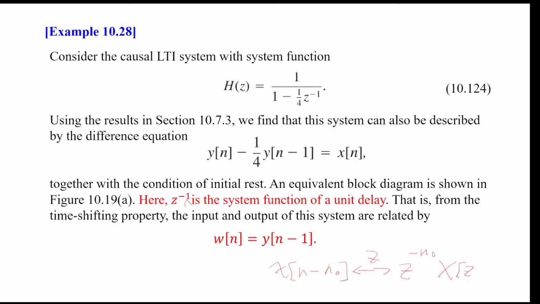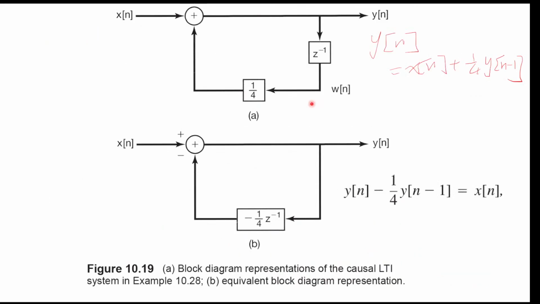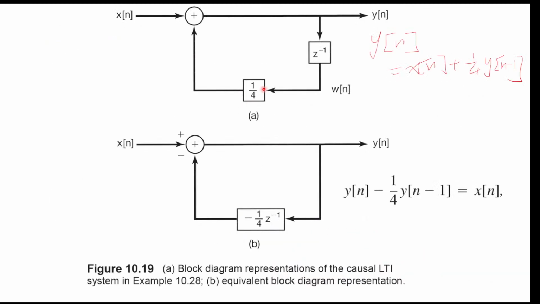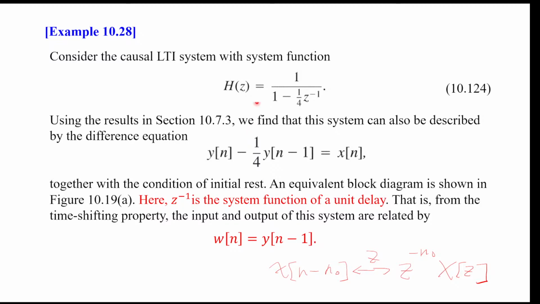Okay, so that tells us that if you multiply by z to the minus 1 in the z domain, then in the time domain you will change from x of n to x of n minus 1. That's why we say it's z to the minus 1. And as we said, the output w of n here will be y of n minus 1 because of this time shifting property.